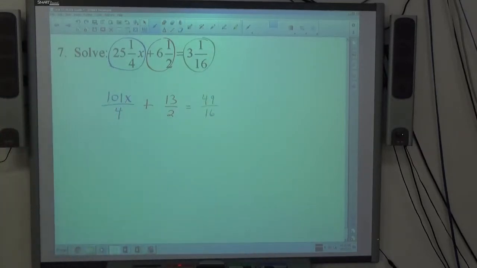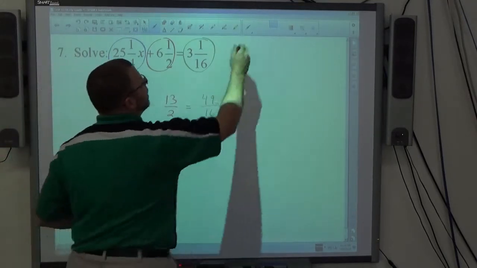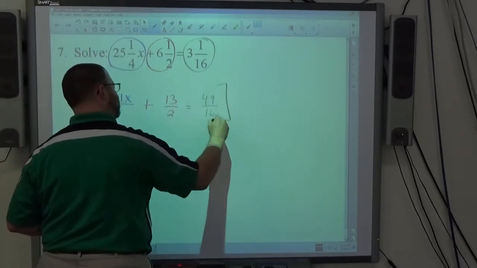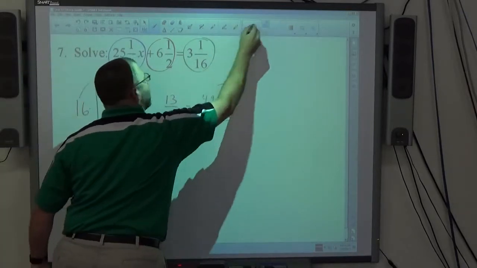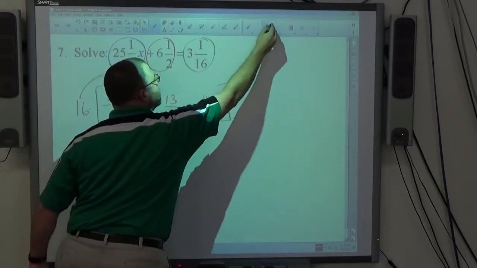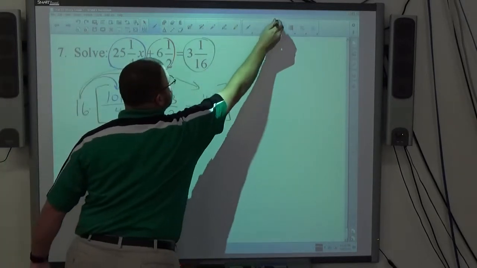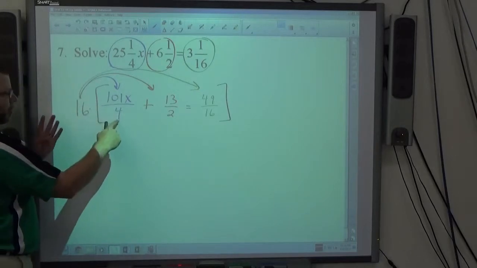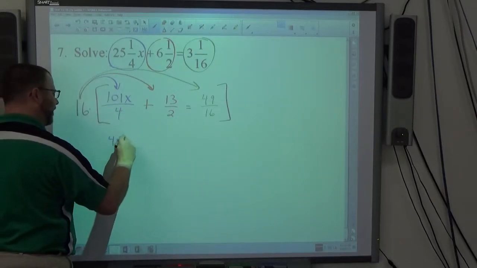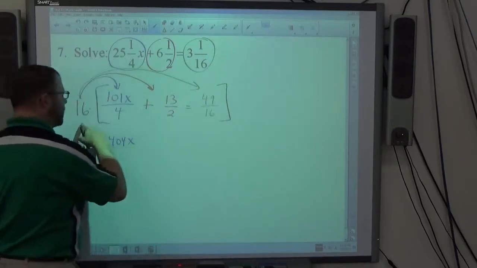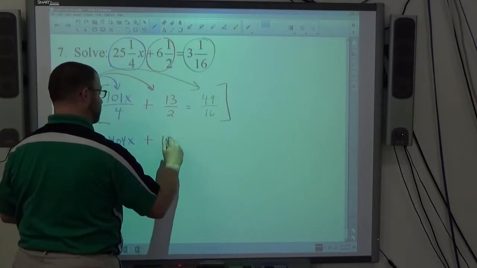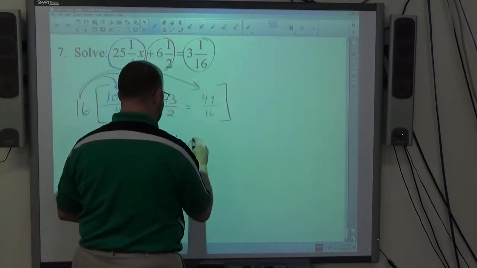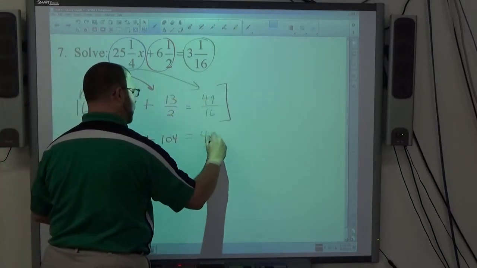Once I've made everything an improper fraction, next thing I would do is multiply by the least common denominator of those fractions, 4, 2, and 16. Least common denominator is 16. I'm going to multiply 16 times each object, get whatever product I get. So 16 divided by 4 is 4, times 101 is 404x. 16 divided by 2 is 8, times 13 is 104. And 16 divided by 16 is 1, times 49 is 49.